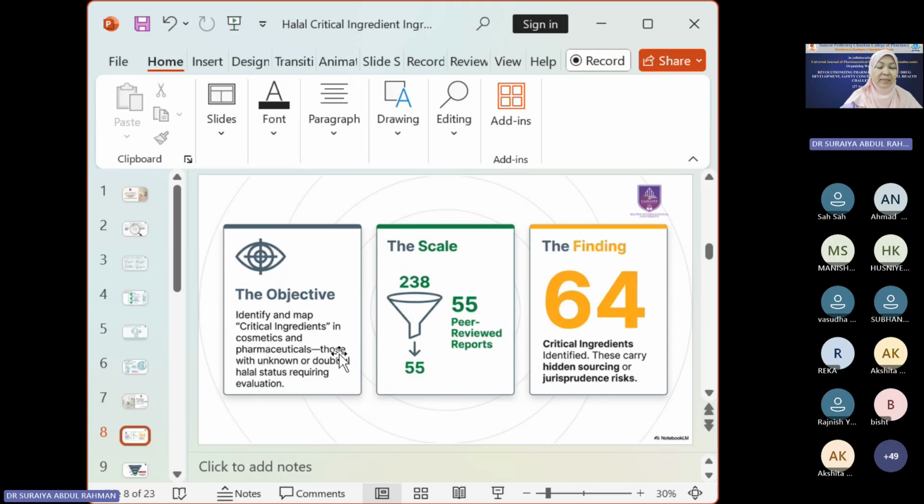Firstly, the data was collected from reviewing a total of 238 documents or articles. Upon filtering for the quality and credibility of the documents, only 55 documents in the end were used to analyze for our results. From the analysis of the 55 documents, we found 67 critical ingredients identified, and these carry hidden sourcing or jurisprudence risk.